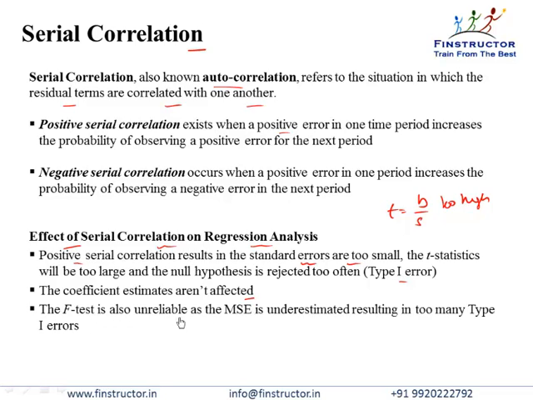The F-test also tends to be unreliable, as in the case of heteroskedasticity, as the mean squared error is underestimated. So remember, the F-test is given as mean squared regression upon the mean squared error. If mean squared error is too low, then again the F-test will be too high and we will be rejecting this null more often than we should, or we'll again be committing a type 1 error. So again, the coefficients are unchanged, but the F-test is unreliable and the standard errors are too small, making us commit type 1 errors for positive serial correlation.